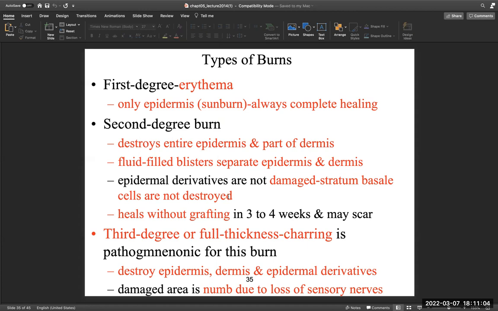Now, usually with first and second degree burns, there's healing without having to do a skin graft. In terms of second degree burns, the stratum basale cells are not destroyed, and because they're not destroyed, you can heal without a skin graft, even though some scarring may occur.